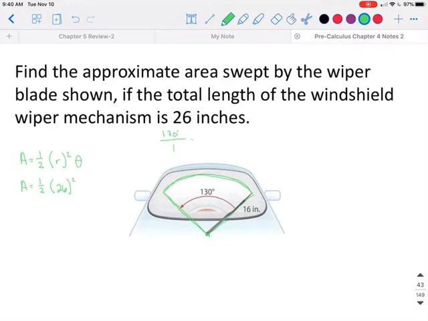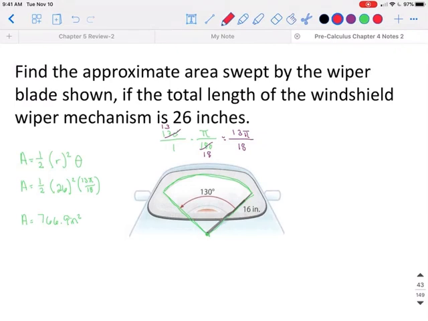So currently we have 130 degrees. Remember, we're going to multiply that by pi over 180. Now 10 goes into both of these. 10 goes into 130 13 times, and it goes into 180 18 times. So this is equivalent to 13 pi over 18. So we plug that in as our radian measure. And that tells us the whole green area would have an area of 766.9 inches squared.